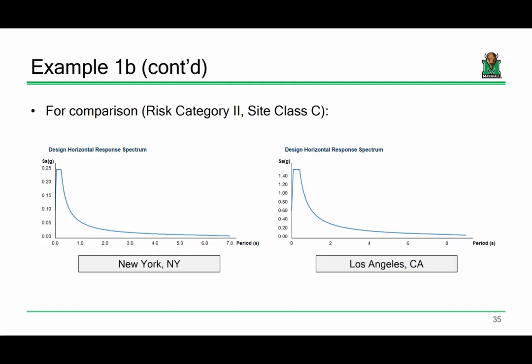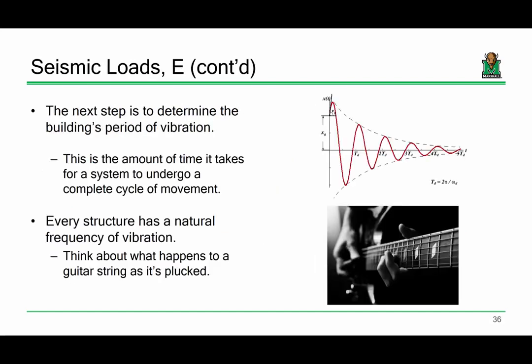Now, that's great and everything, but what probably doesn't make a lot of sense right now is, okay, that's great, Dr. Mike, but how do I use this? You kind of need to know what's going on with this x-axis, what's going on with the period. So what is the period of a building? Well, basically, it's how long it takes for that building to undergo one cycle of vibration.